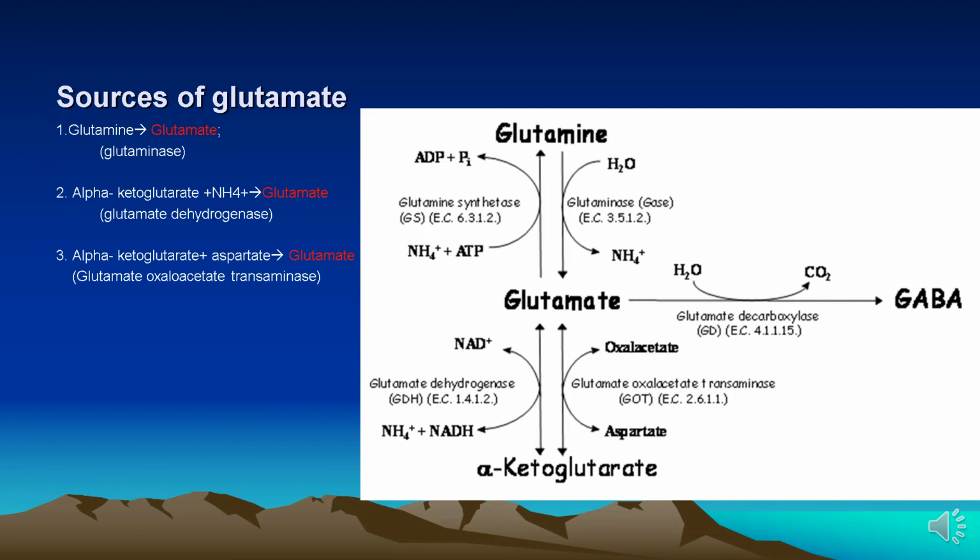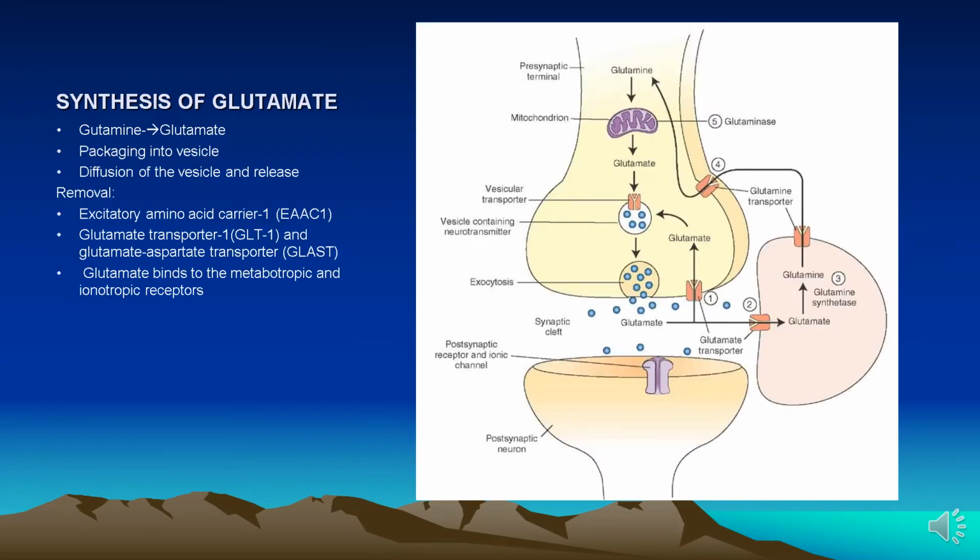Also, it is synthesized from transamination of aspartate or from reduction of alpha-ketoglutarate by glutamate dehydrogenase. And the transaminase is glutamate oxaloacetate transaminase, as you see here.